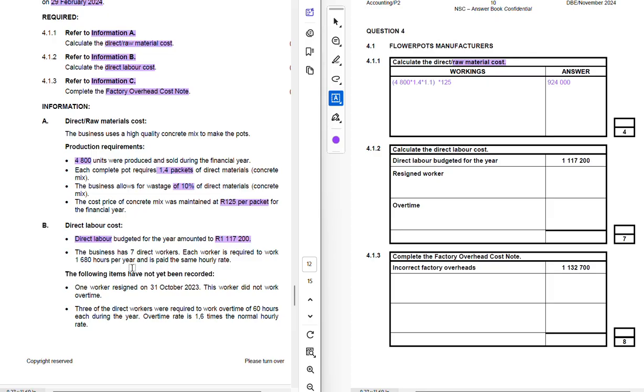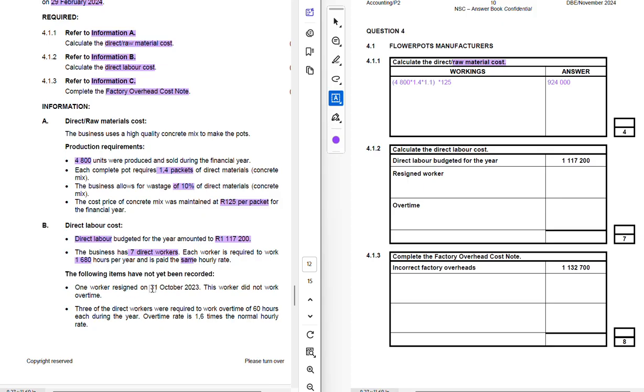That is the direct labor budgeted, in rands. The business has 7 direct workers. Each worker is required to work 1,680 hours per year and is paid the same hourly rate. So we have 7 direct workers, working directly in the production of this pot, and they are required to work 1,680 hours and they are paid the same amount per hour. So here we're just told the story about the workers, how many hours they need to work, and what they are potentially getting paid.